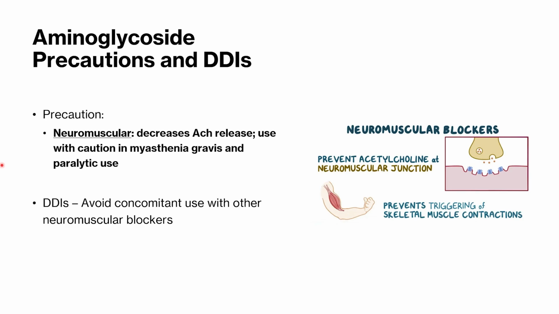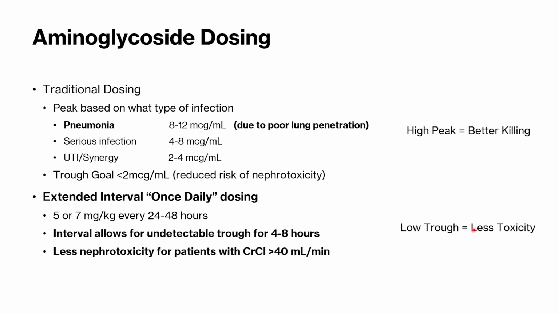Aminoglycoside precautions and drug-drug interactions. So you want to be cautious with use with neuromuscular agents because they decrease acetylcholine release. Aminoglycosides decrease acetylcholine release, which can cause issues in myasthenia gravis or with paralytics that also have decreased acetylcholine release. They can kind of augment each other. And then, of course, with that, you just want to avoid concomitant use with other neuromuscular blockers.